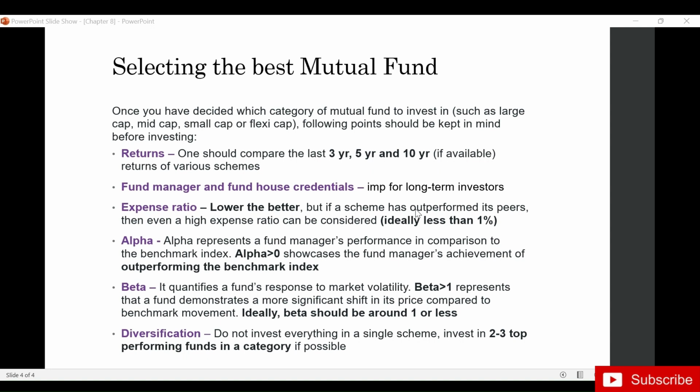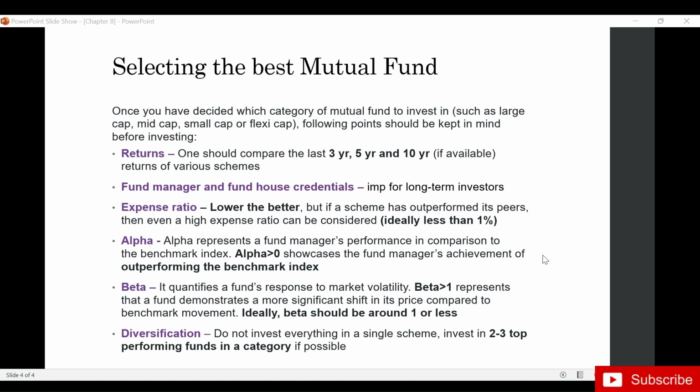Next we come to our next parameter, which is beta. Beta demonstrates a fund's response to market volatility. Beta greater than 1 means that the mutual fund demonstrates a more significant shift in its price as compared to the benchmark index. So ideally, beta should be around 1 or less. And as we discussed previously, alpha should be greater than 0.